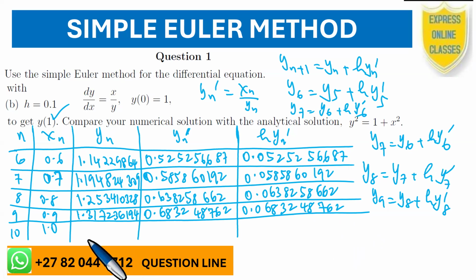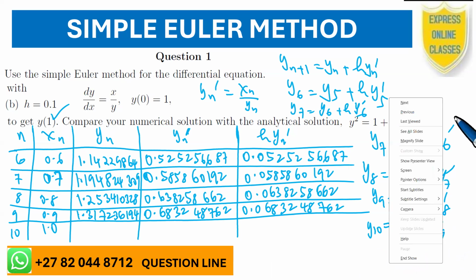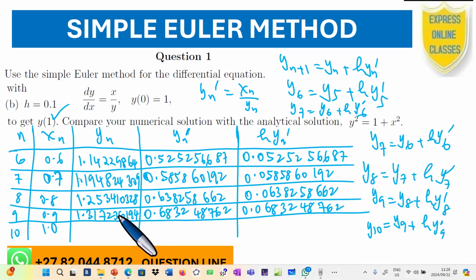Okay, now we say Eureka. We've got it because we have the answer. What is the answer? Our answer is y10. What is y10? It is y9 plus h y prime 9. Okay, good. So now let us get the answer. So we're going to take y9, which is this one, plus h y prime 9. You add them up.